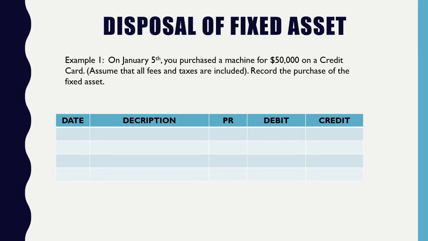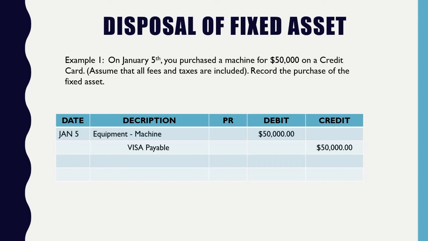So example number 1, on January 5th, you purchased a machine for $50,000 on a credit card. Assume that all the fees and taxes are included. And of course, let's go ahead and record the purchase of this fixed asset. So we bought a machine, right?